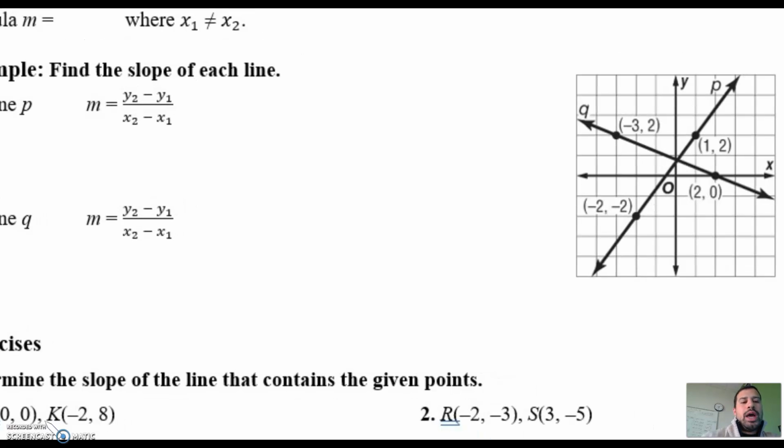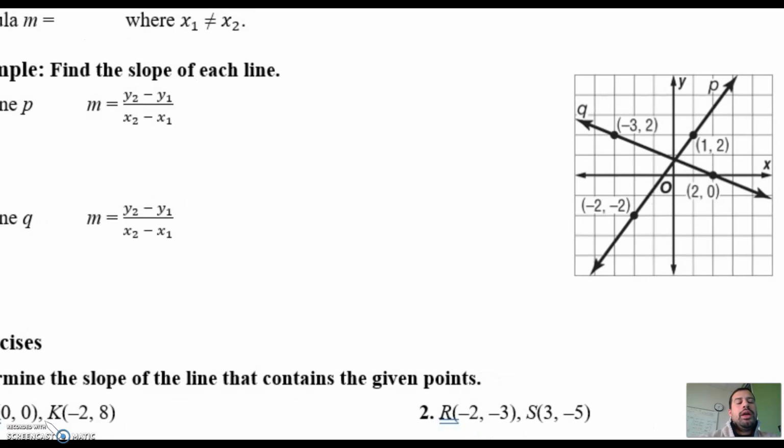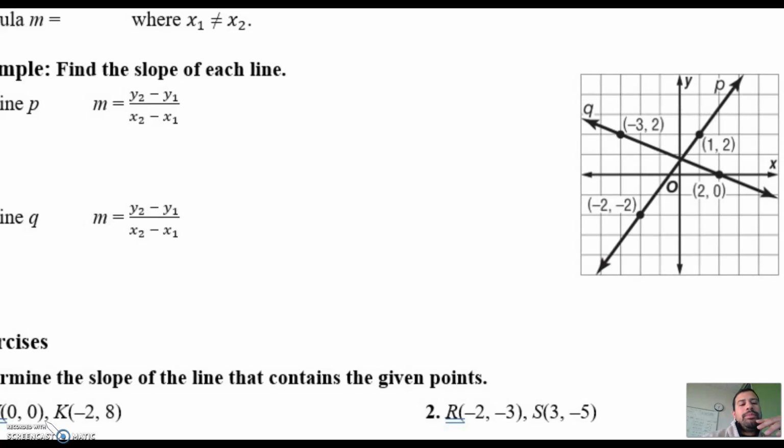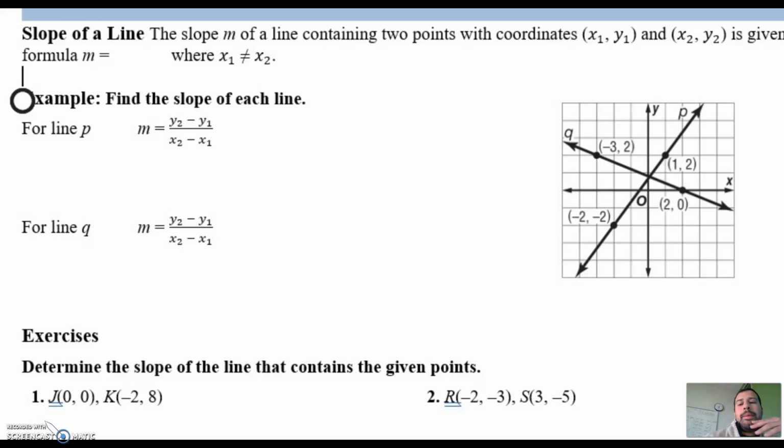So how would I do that? Well, you need 2 points of your line. So you can see on line P, I guess I was looking at line Q. That one's negative. Line P is positive. Okay, so let's look at line P because that's the one they want us to do first. What is the slope of line P? So I'm going to start by writing down those 2 points. -2, -2, and 1, 2.